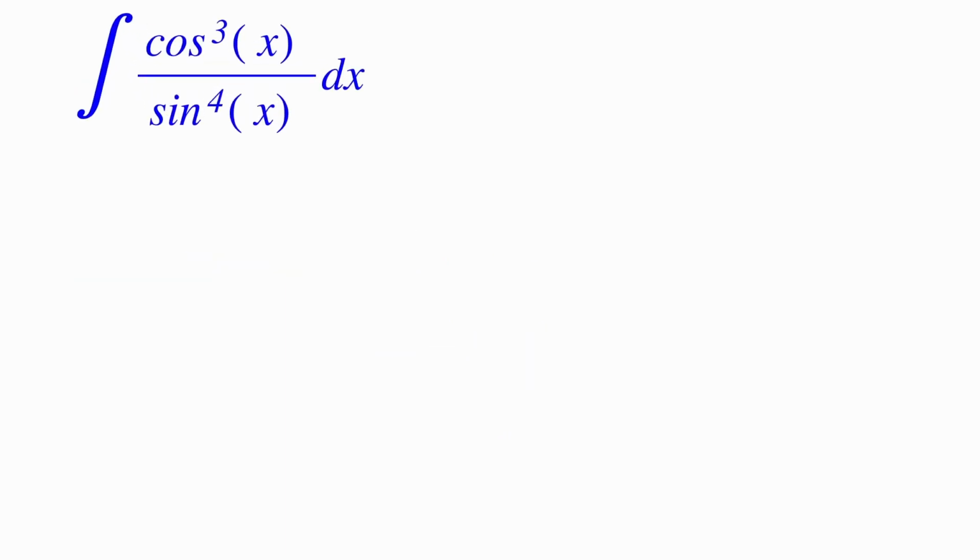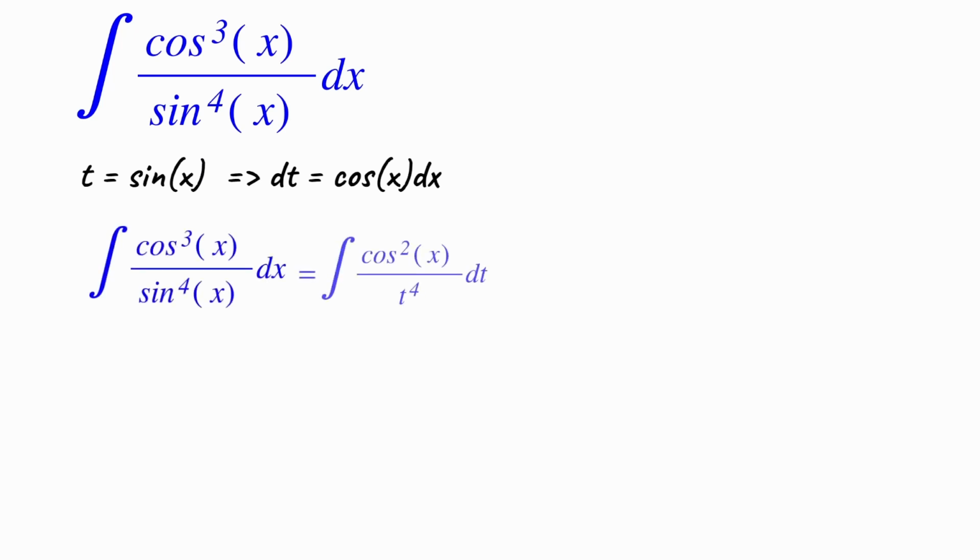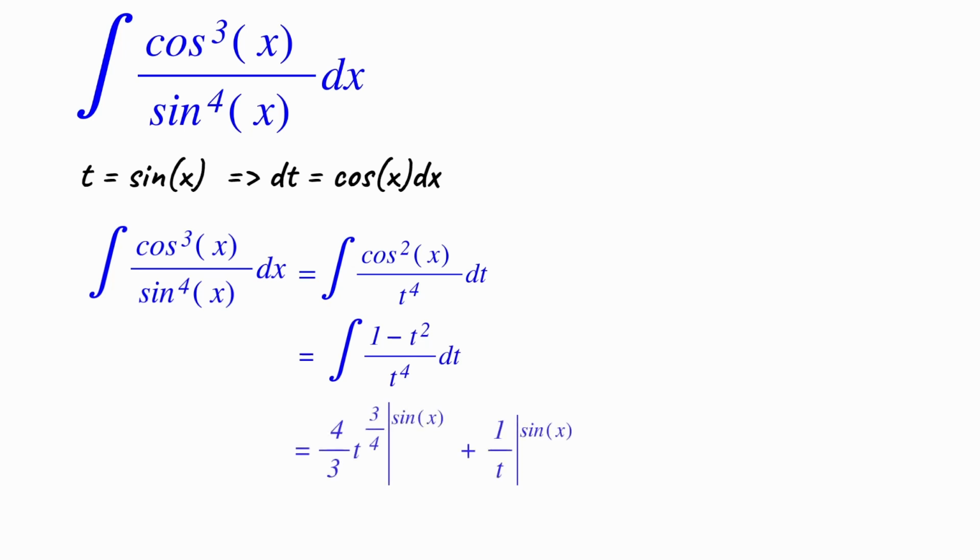So what if we take this new integral, which is cos^3(x) divided by sin^4(x)? How would you do that? I will introduce t = sin(x), and then dt = cos(x) dx. Now my new integral becomes the integral of cos^2(x) divided by t^4 dt. Use the relationship cos^2(x) + sin^2(x) = 1. We get a new integral, which is (1 - t^2) divided by t^4 dt. And now I let you do the math and you find this final formula, all right?